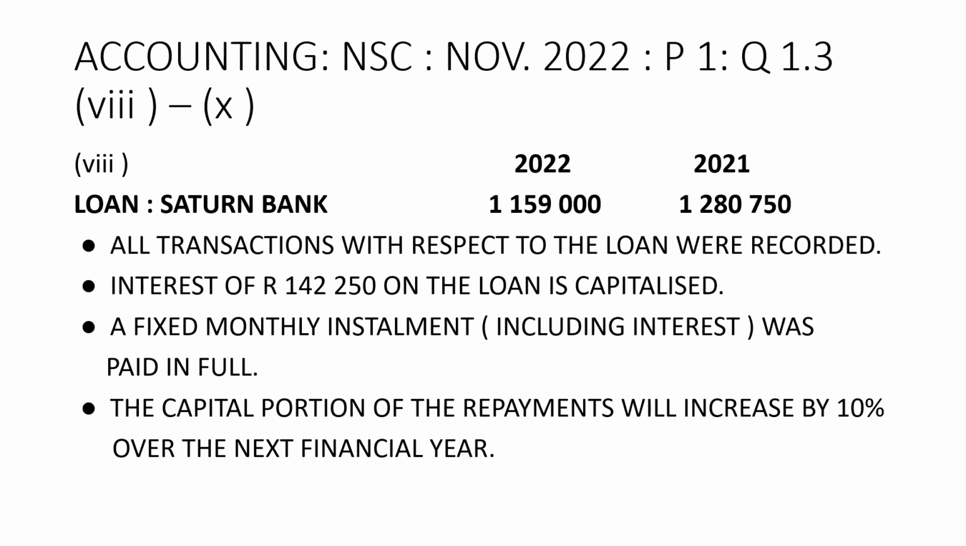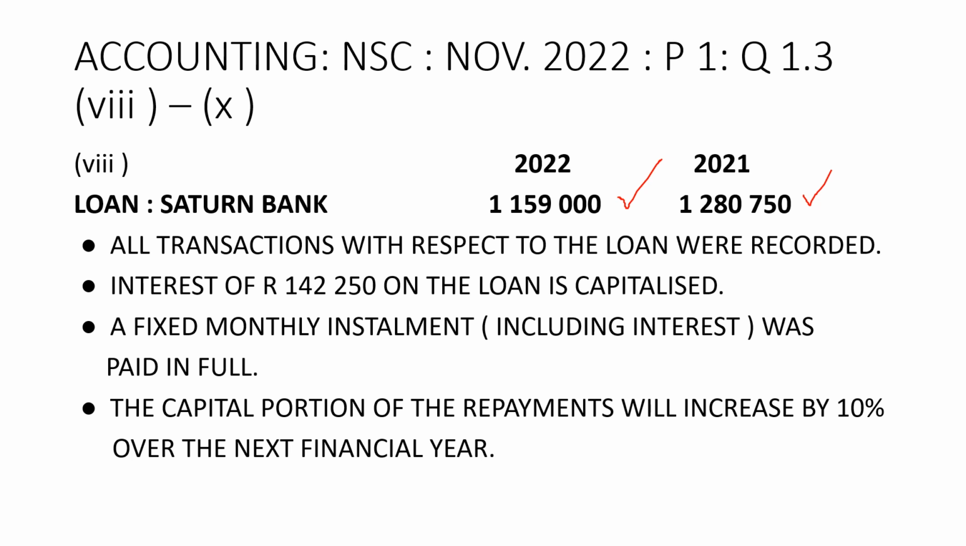We are given in the trial balance the comparative figures for the loan account. So your balance on the 28th of February 2021 was 1,280,750, and the closing balance on the 28th of February was 1,159,000. Right, let's have a look at the information that is given.